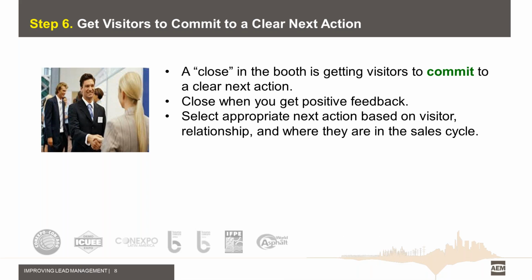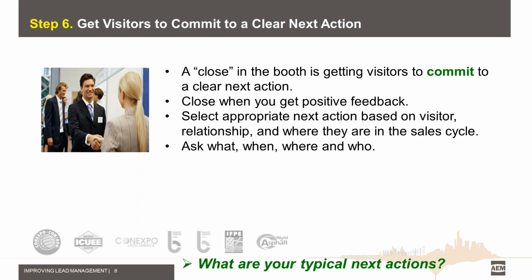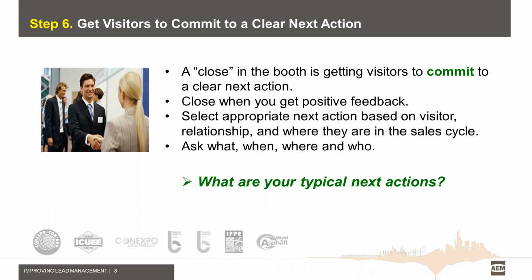What you want to do then is think about, who am I with? What type of visitor? Where are we in the relationship? Is this a customer, a prospect, a new opportunity? And if we're already in a sales cycle with them, what step of the sales cycle are we now in? And you'll want to ask questions of, what is our next step? When would you like that to happen? Where does it happen? And who besides yourself would be involved? Okay, so you'll want to think about your typical next action steps.